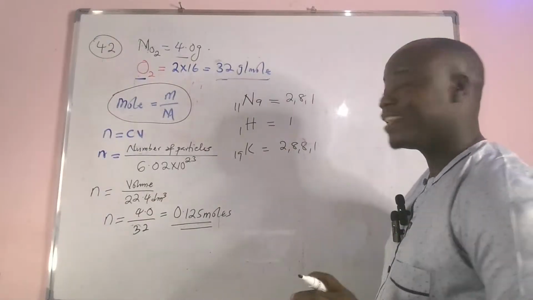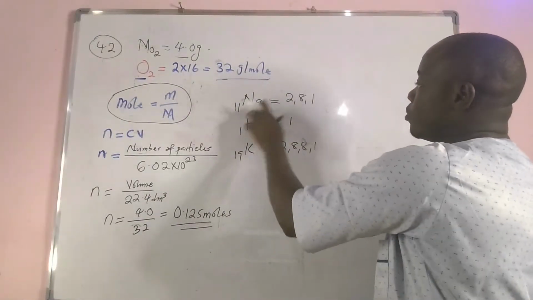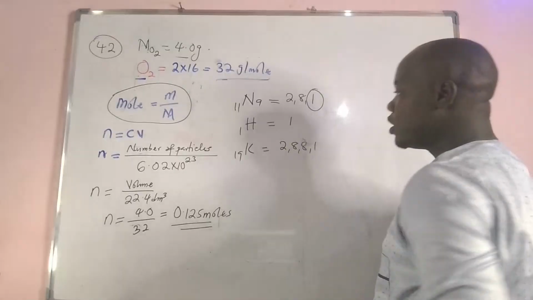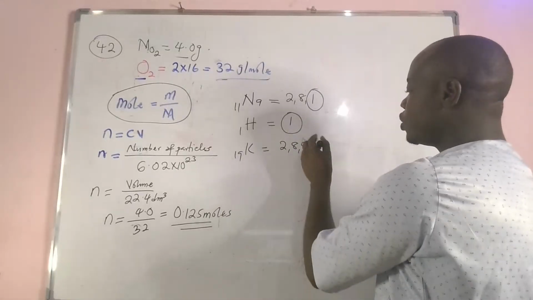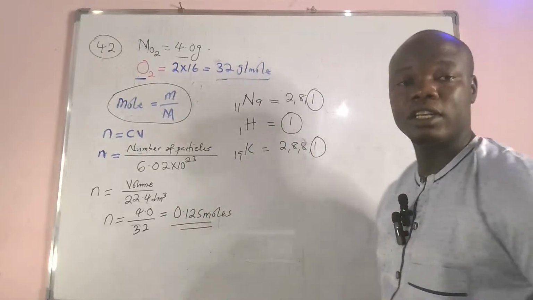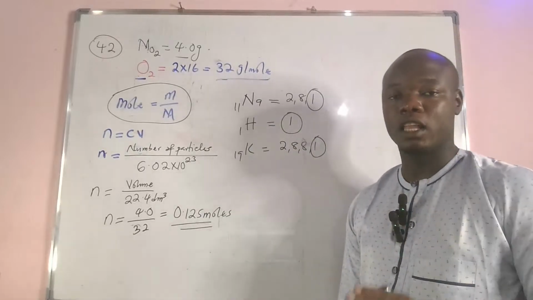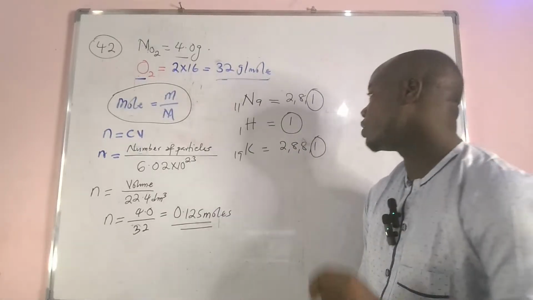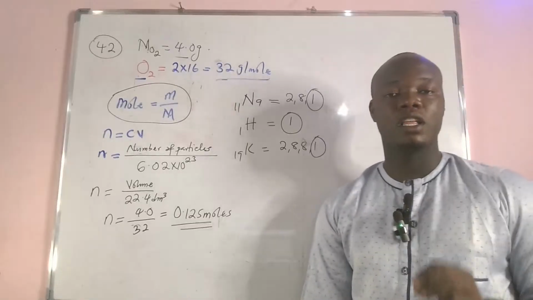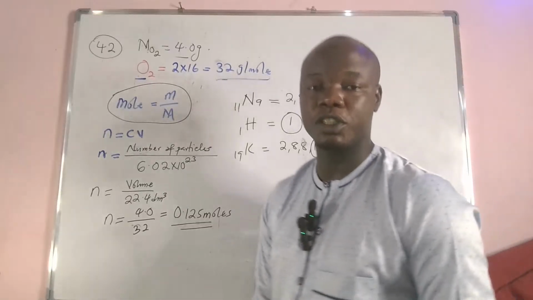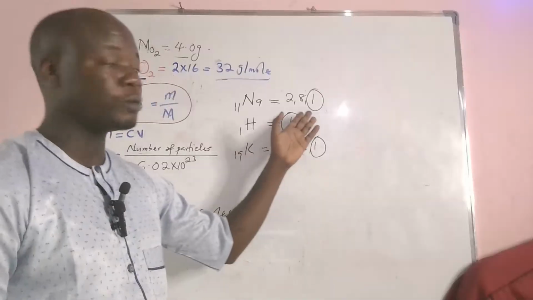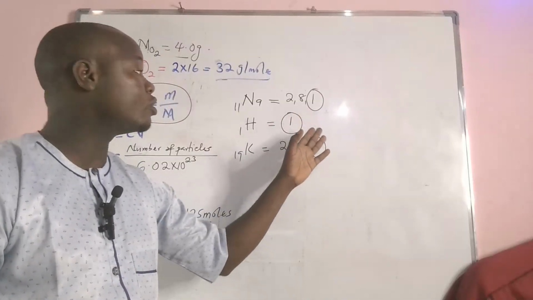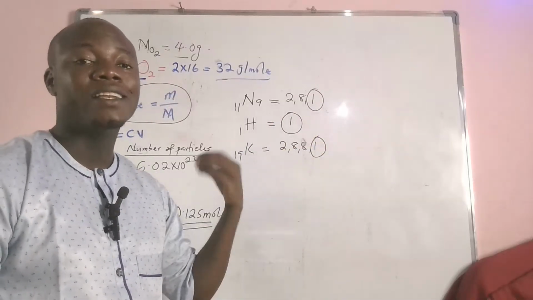If you can see clearly from here, sodium has 1 electron available for bonding. Hydrogen also has 1 electron for bonding, and potassium also has 1 electron for bonding. So this is to tell you that elements in the same group have the same number of electrons on their outermost shell, that is the valence shell.